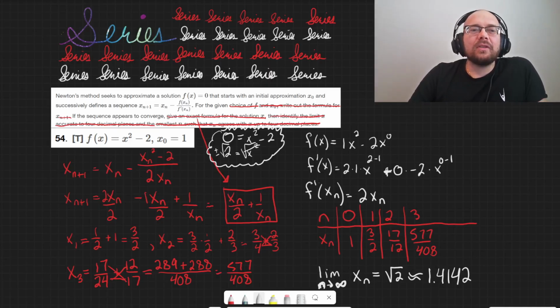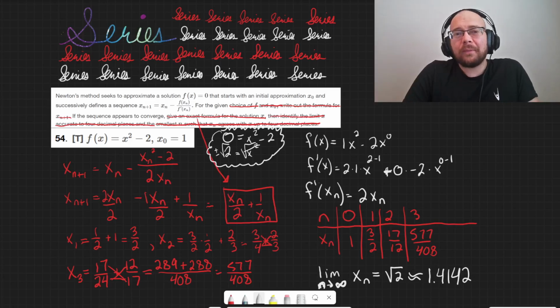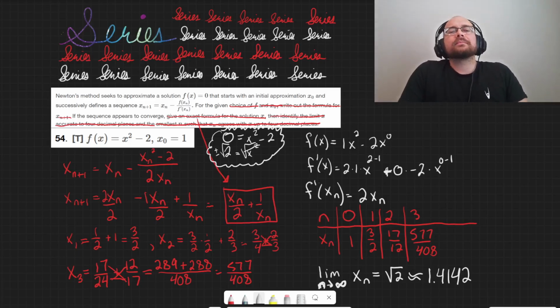So Newton's method seeks to approximate a solution of f of x equals 0 that starts with an initial approximation x sub 0 and successively defines a sequence x sub n plus 1 equals x sub n minus f of x sub n over f prime of x sub n. Ooh, that's a mouthful. For the given choice of f and x sub 0, so they give us a function and they give us an x sub 0, write out the formula for x sub n plus 1. If the sequence appears to converge, give an exact formula for the solution x, then identify the limit x accurate to 4 decimal places and the smallest n such that x sub n agrees with x up to 4 decimal places. Again, quite a mouthful.